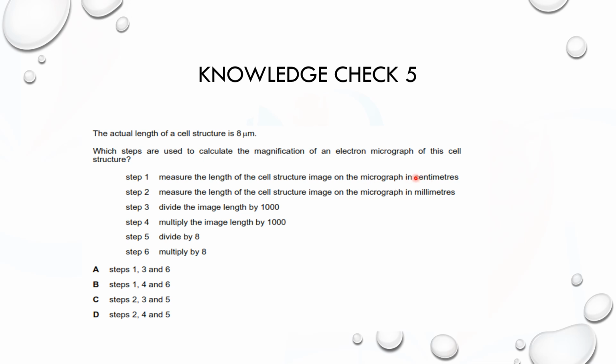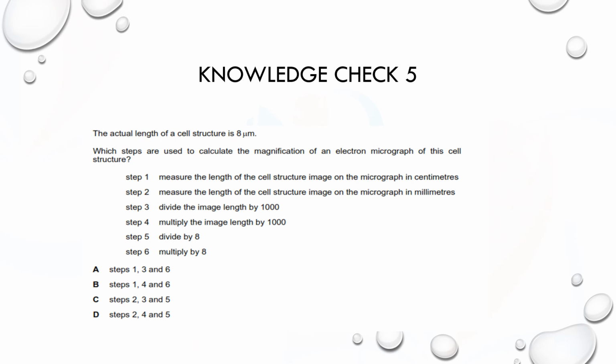But if you measure in centimeters, and you want to convert centimeters to micrometers, you multiply by 10,000. But if you are working with millimeters, you want to convert millimeters to micrometers, you multiply by 1000. So there's no 10,000 here, therefore we cancel this out. Step 1 is out. So we go with step 2. After step 2, you multiply by 1000, and then you divide, because that's your actual. Once you get your image, you divide the image by the actual. You don't multiply, you divide it.